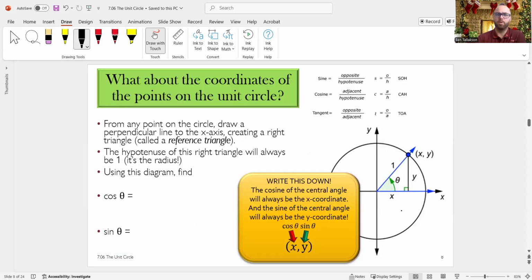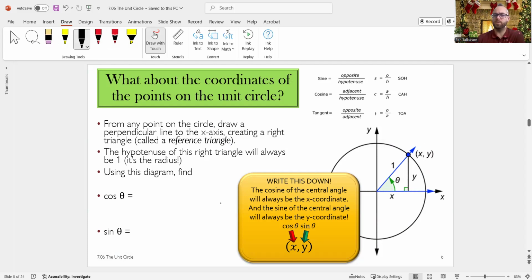So what about these points? Well, from any point on the unit circle, like this blue point we see here, you can draw a perpendicular, vertical line to the x-axis, creating a right triangle. And we call this a reference triangle because we refer to it to find out what those points are. Okay? Now we're going to do this together right now, specifically to discover something very profound, very meaningful.